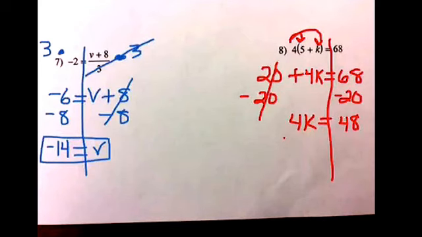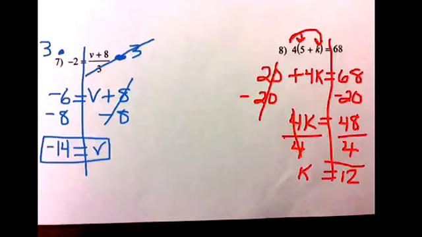And then 4 times k, I need to divide by 4 to get rid of that 4 in front of the k. And then divide 48 by 4 also. So we've got k is isolated. K equals 48 divided by 4, which is 12. So k equals 12. And there you go. So that is one way of doing that problem. If that totally makes sense to you, feel free to do it that way every single time.